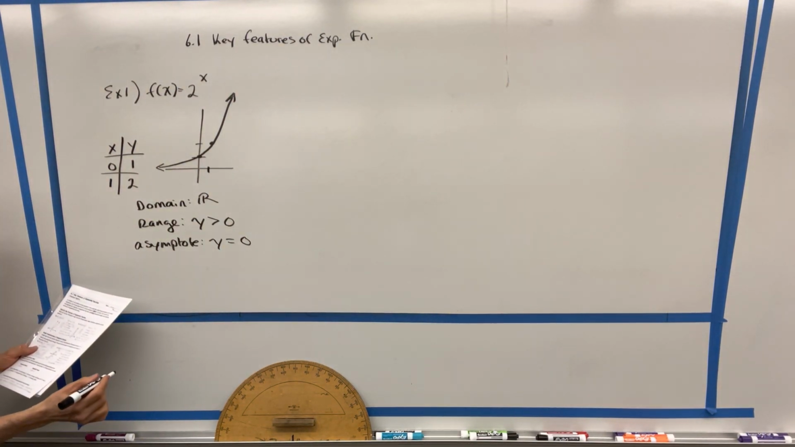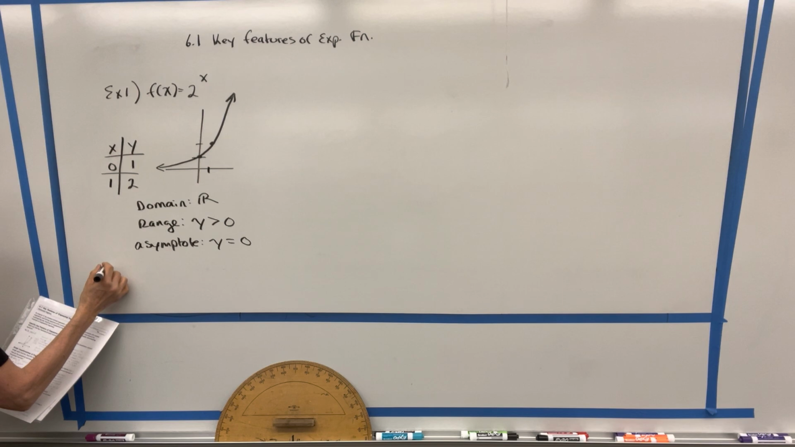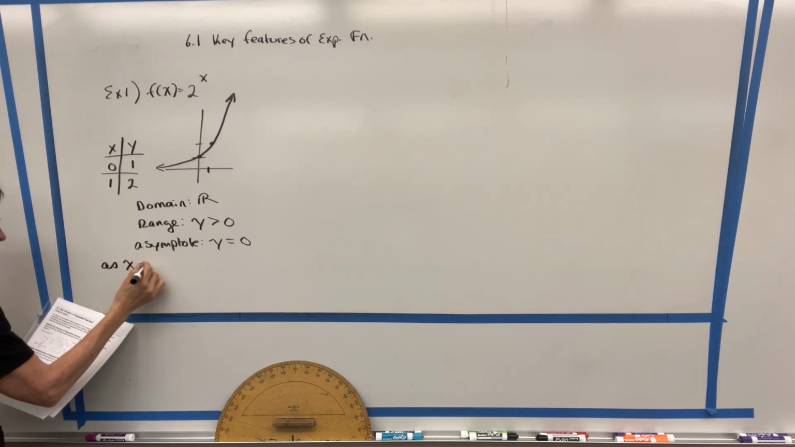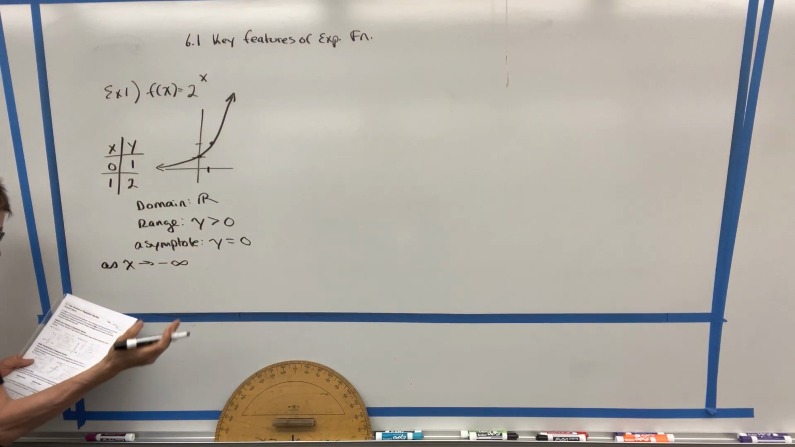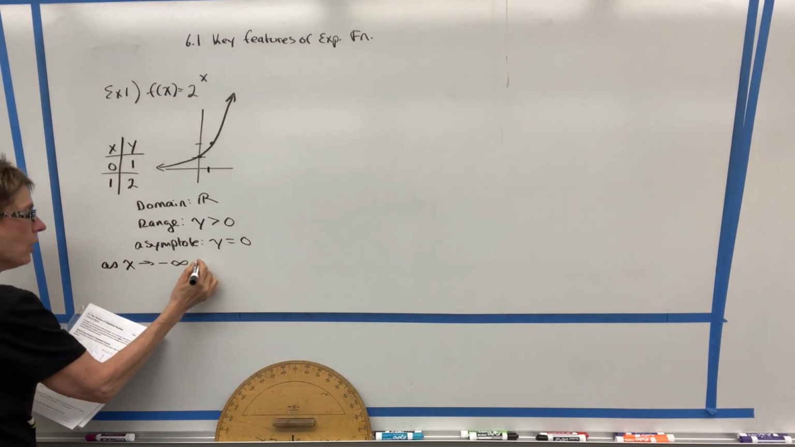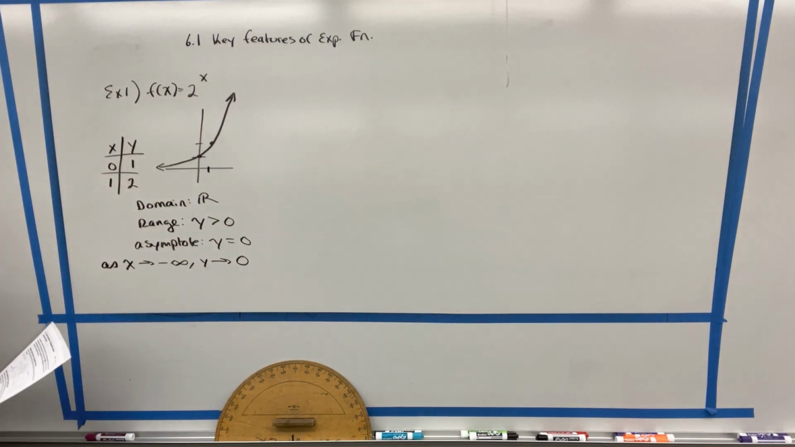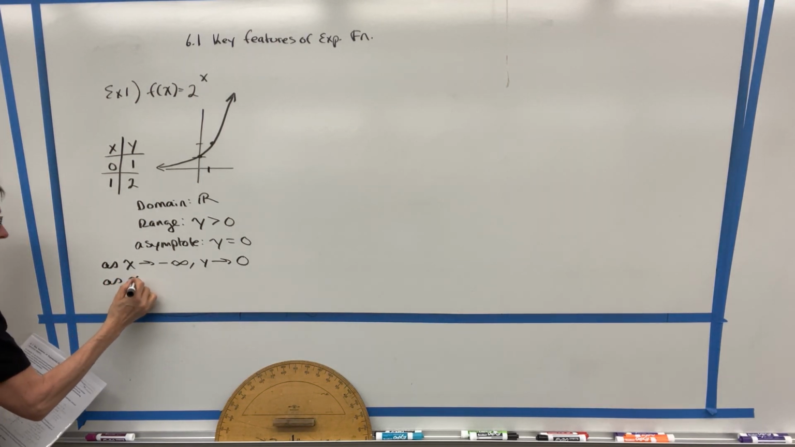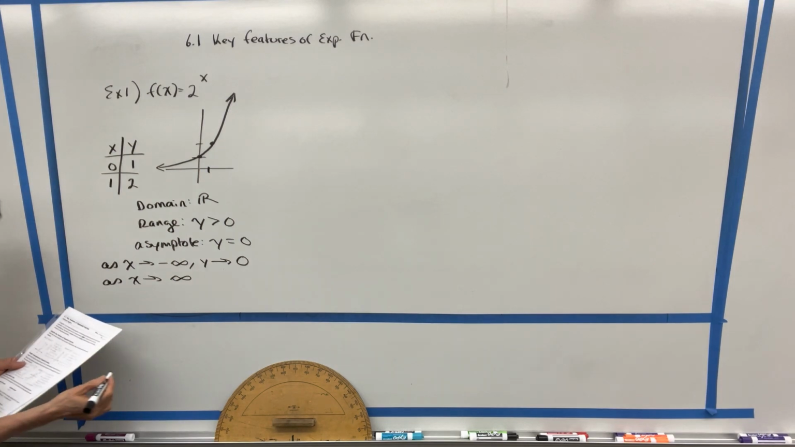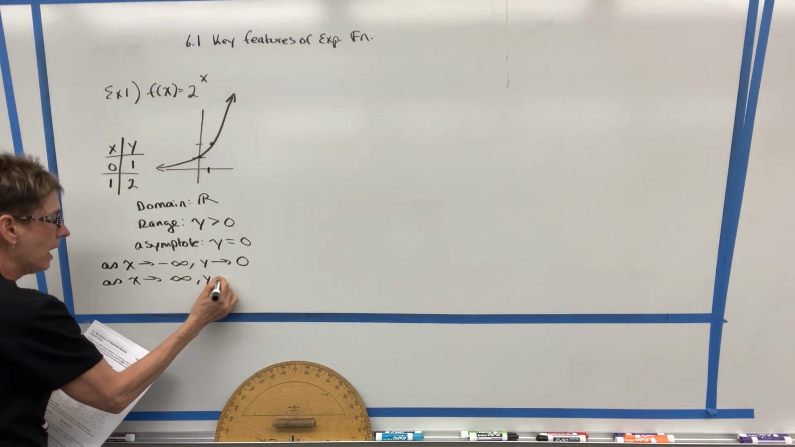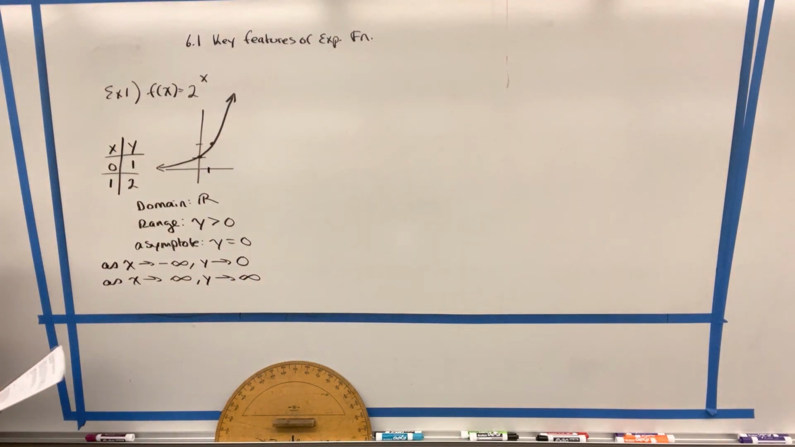And then what we can say if we want to describe this more formally is as x approaches negative infinity, in other words, as we go to the left, y approaches 0. So we can see that y is getting closer and closer to 0, but not actually touching. And as we go to the right, or as x approaches positive infinity, y approaches positive infinity. That means it gets higher and higher. So this would be exponential growth.